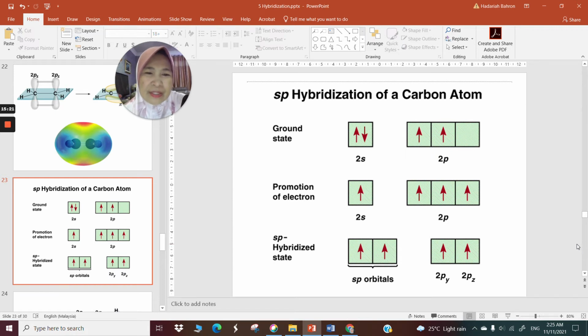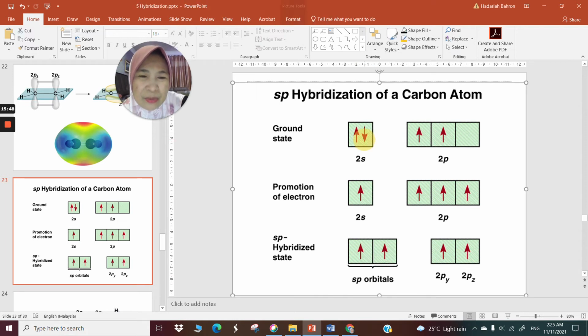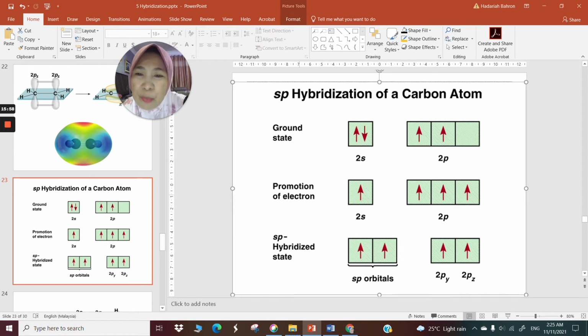And this here is about the mechanism of hybridization for sp. As you can recall, carbon is 2s2 2p2. When they hybridize, one of these paired electrons will be promoted to this empty p orbital. So you're going to have a promotion of an electron.